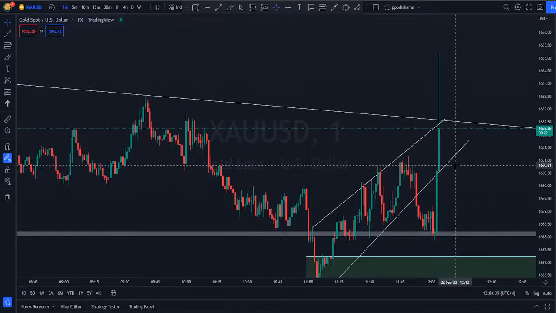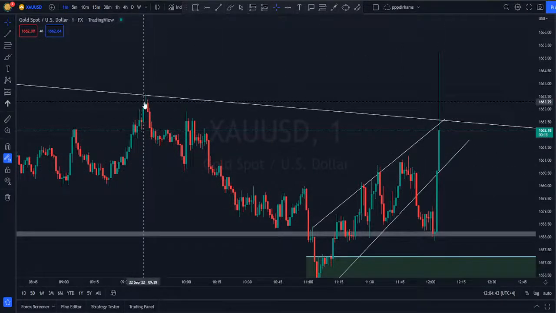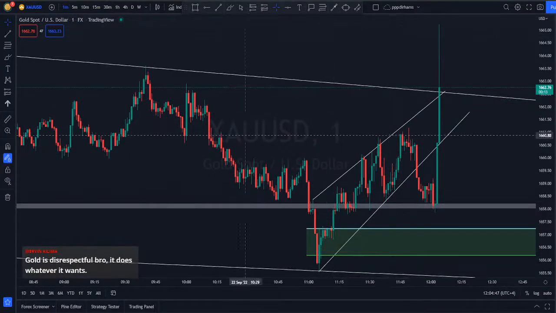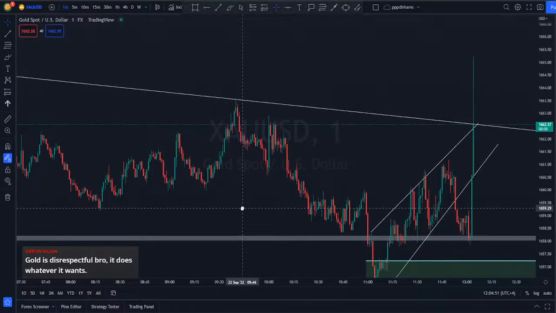See? Now, you know what just happened? For those of us that have been holding positions from here and refuse to close it, gold just rendered their day useless for them. I mean, they just rendered their days useless. Yeah, gold does whatever it wants.